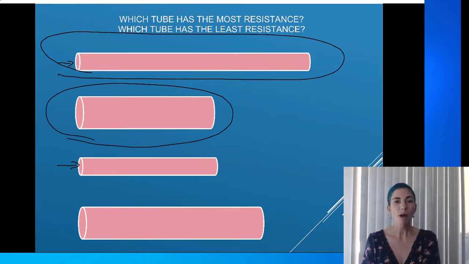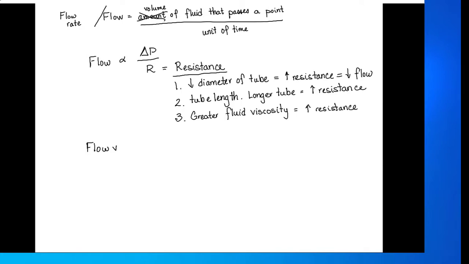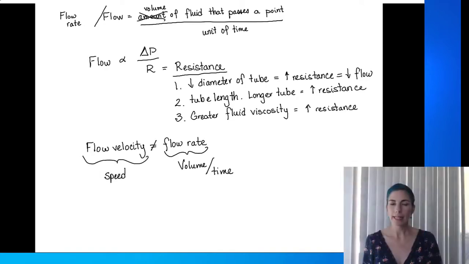Okay, we have one more thing to talk about and we're done, and that is flow velocity, which is not the same thing as flow rate. So flow velocity measures the speed of the fluid through a point. So people tend to think that flow velocity and flow rate are essentially the same thing. But I'm going to take you back to that garden hose example and explain why it's not.